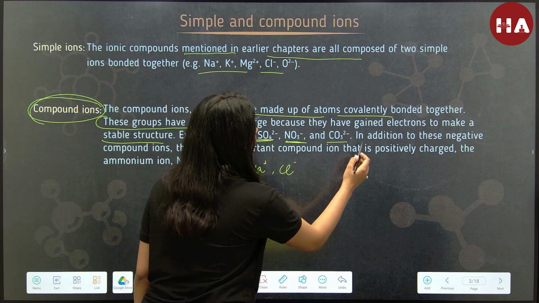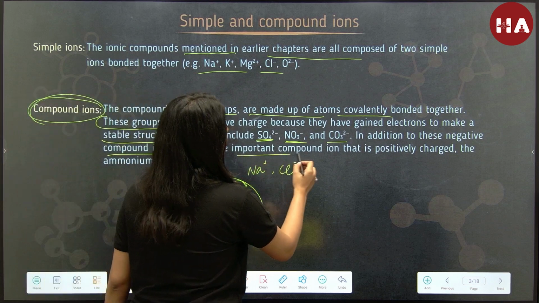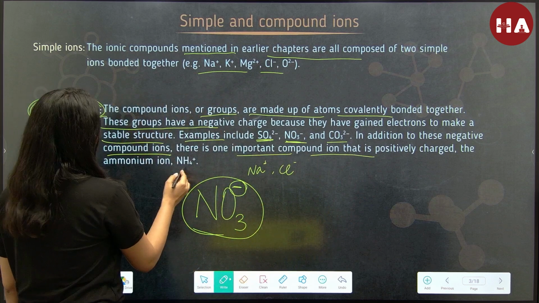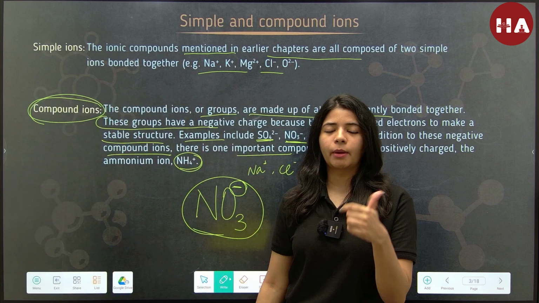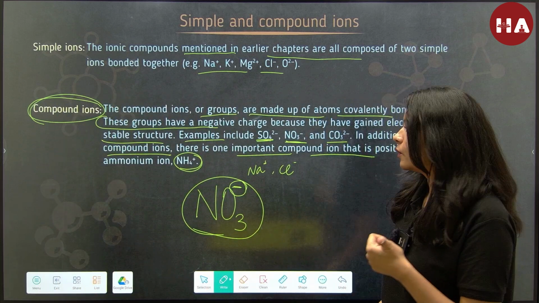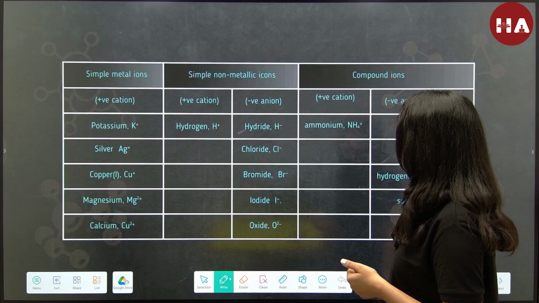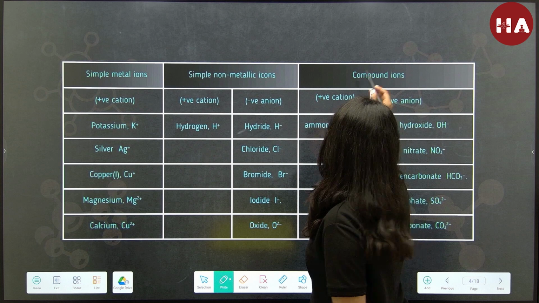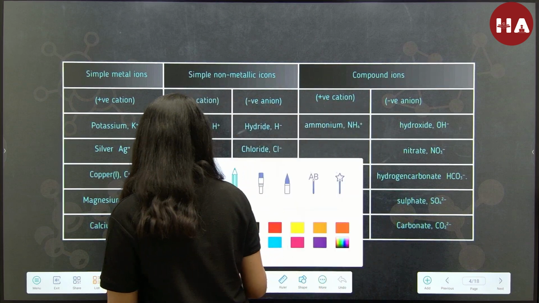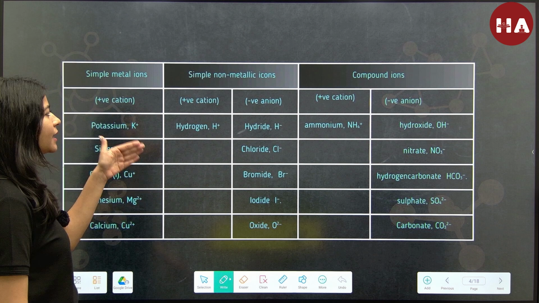And this is carbonate. In addition to these negative ions, there is one important compound ion that is positively charged. This is ammonium. So one positively charged compound ion you should remember is ammonium, NH4 plus. The rest are mostly negatively charged. Next, let's check a table which shows simple metal ions, simple non-metal ions, and compound ions. So this will give you an insight of what exactly they are.